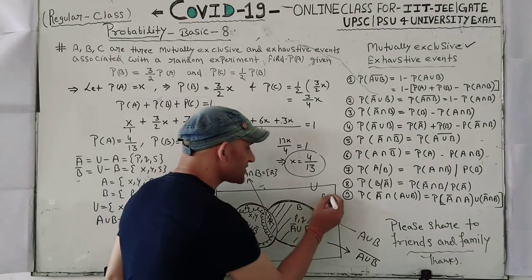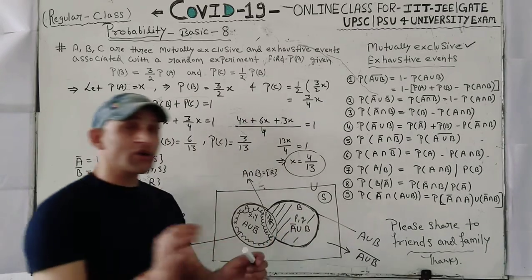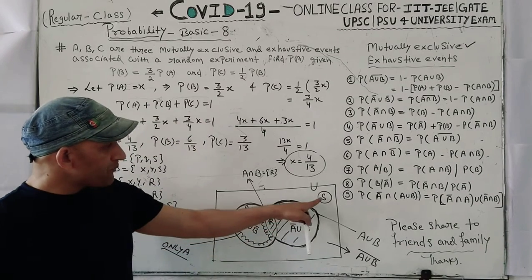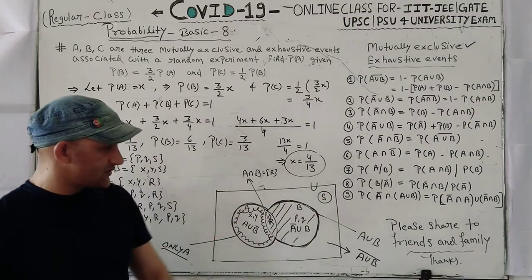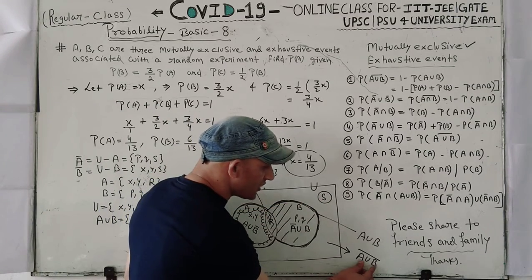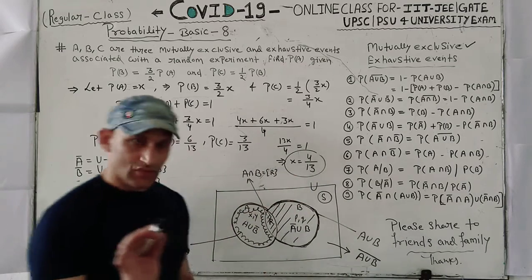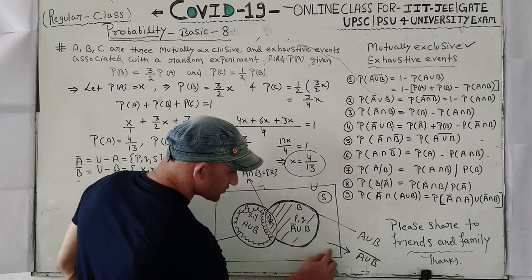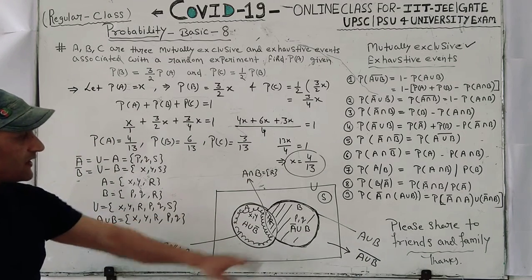There is only one person, that is S. He is not playing any game. He is not participating in any game, and the person's name is S. Okay, so A union B, they are not playing any game. Its meaning, you have to remember. So this is the meaning of this portion. This portion is A union B complement. So we have explained everything.